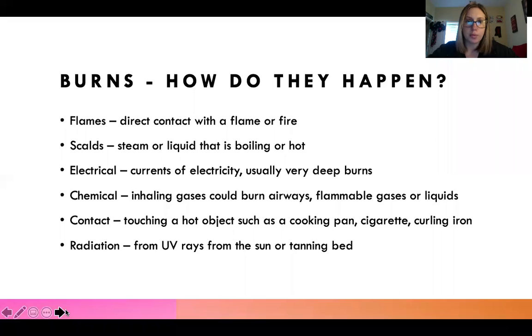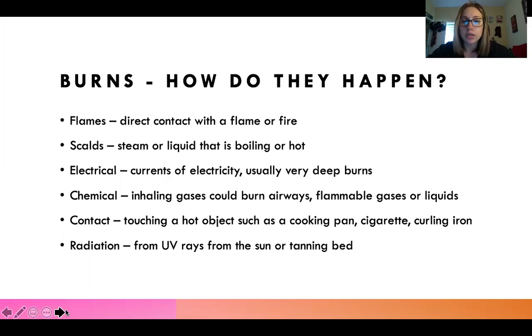So to begin with, burns can happen in several different ways. Flames, an open flame coming in contact with the skin, a scalding liquid or steam. A thick liquid would cause a deeper burn. Electrical, so being struck by lightning or touching an active wire can cause a current of electricity and will cause an electrical burn, and these are usually pretty deep and pretty severe. You also have a chemical burn from chemical gases. They can be inhaled and even burn the airway.